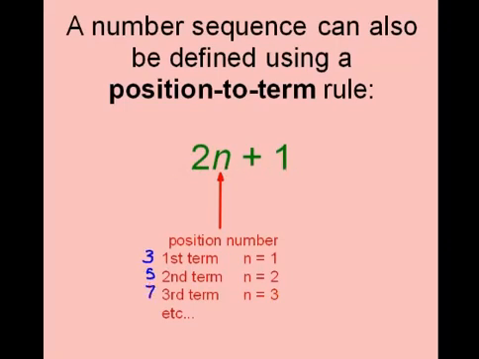So if I wanted to write this number sequence out, I would have 3, 5, 7, and if I wanted to carry on, then 9, 11, and so on.